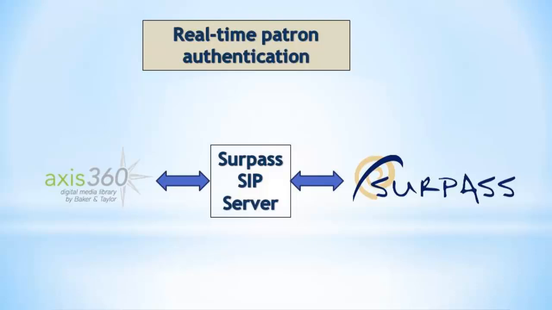This is accomplished through the Surpass SIP server, which is an add-on to your Surpass system. With the Surpass SIP server, there's no need to upload and maintain a duplicate set of patron records in Access 360. Instead, Access 360 can connect back to your Surpass database in real time to validate patron accounts.